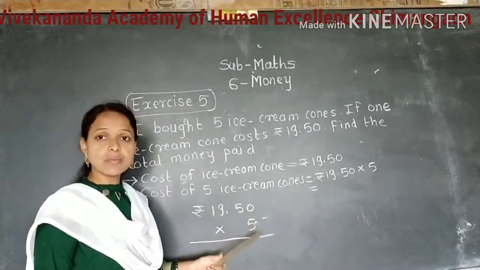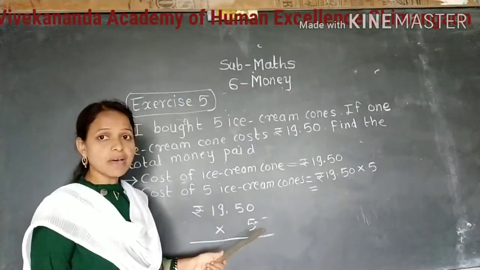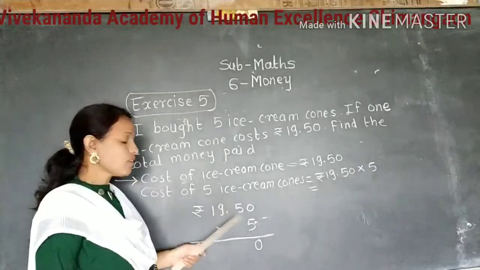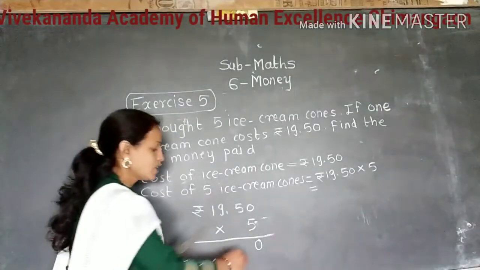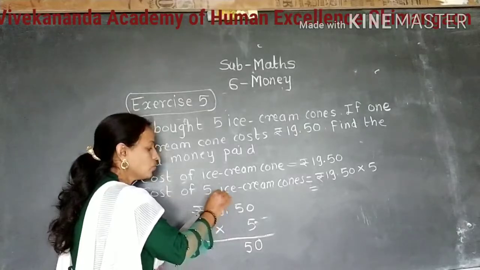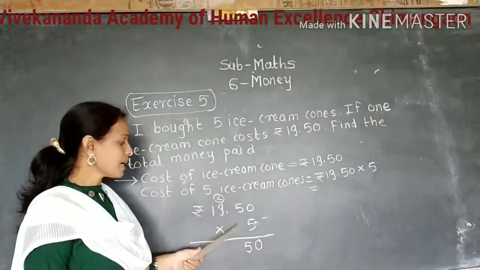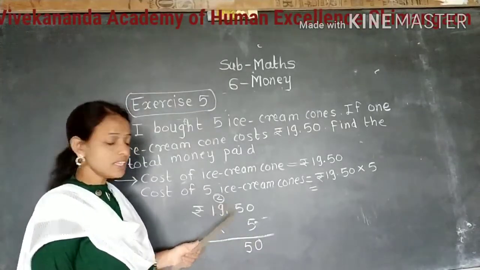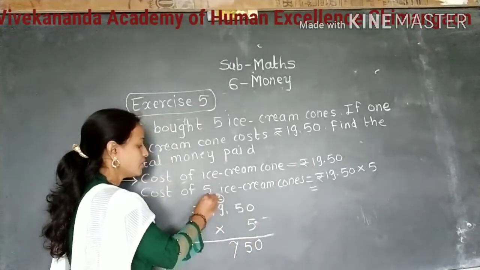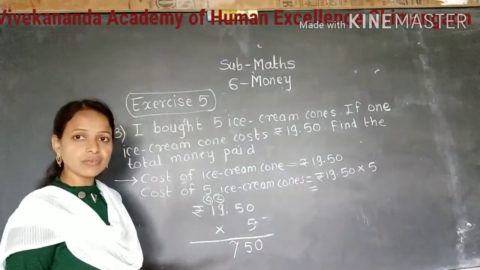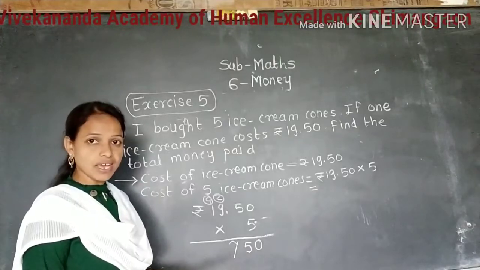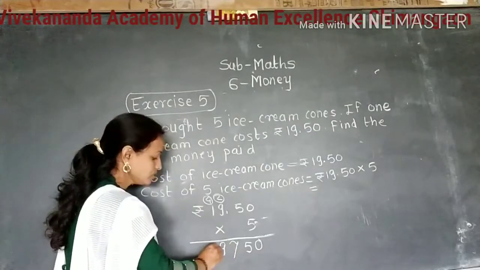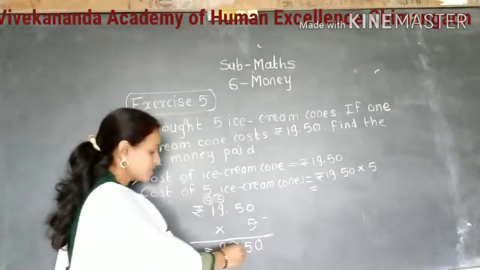Okay, now we multiply 0 by 5. So when we multiply 0 by any number, we get product 0. So right here 0. Then multiply 5 by 5. 5 5s are 25. So 5 right here, 2 carry. Then multiply 9 by 5. 9 5s are 45. 45 plus 2 carry, 47. So 7 right here, 4 carry. Then multiply 1 by 5. 5 ones are 5 plus 4 carry, 9. So 9 right. Then put the dot from the right two places here.